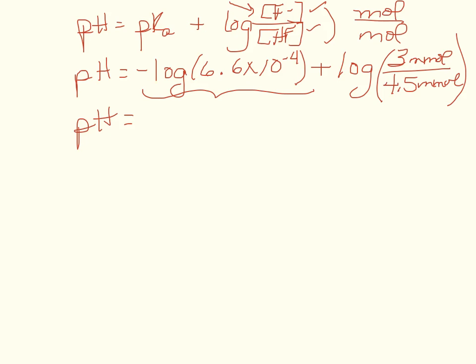All right, so let's go ahead and simplify. pKa equals 3.18. Oh my God, if you hear heavy breathing, it's my dogs again. And let's see, 3 divided by 4.5 is 0.67.